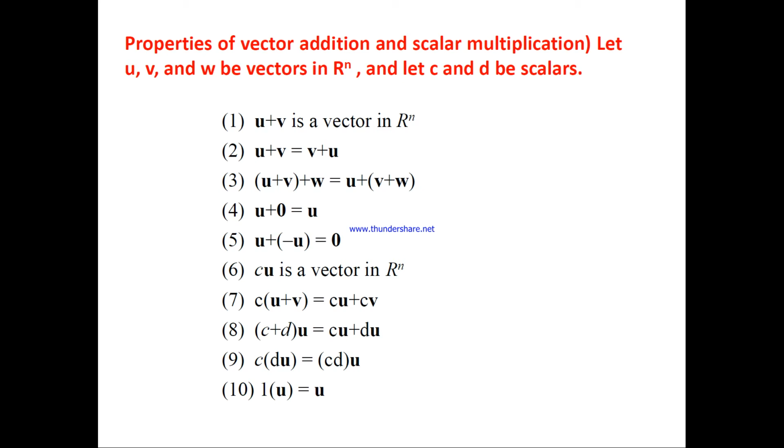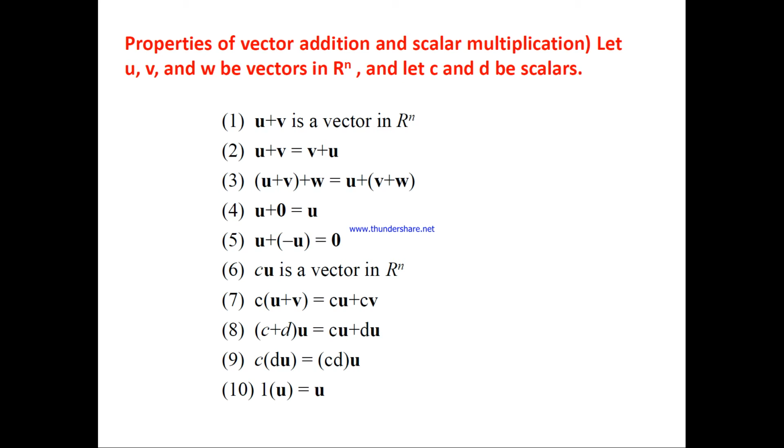The seventh property is to multiply a scalar element with the addition of the u and v vectors. That should be equal to multiplying the scalar element with these two different vectors individually and then adding them. So it is cu plus cv. You multiply the scalar c with u first, then with v, and then add cu and cv. Therefore that should be equal to the result you get when you add u and v and then multiply that result with c.